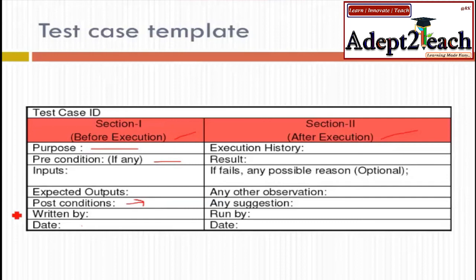Maybe some other person has written the test case and someone else has been assigned to run this test case. Execution history. When you execute the test case, you will be able to get a summary of that. Then you have to write the result, whether the test case passed or the test case failed. If the test case fails, what is the possible reason?